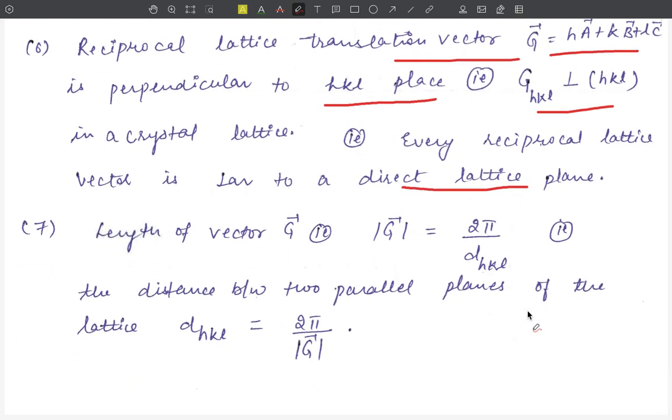The last property of the reciprocal lattice is the length of the vector G. This vector G has a magnitude equal to 2 pi upon d HKL. Here d HKL is the interplanar spacing between the HKL planes in the direct lattice. That is, from here we can find out that the distance between two parallel planes of HKL is equal to 2 pi upon the magnitude of capital G vector. This is all about the properties of the reciprocal lattice and the relation between the direct lattice vectors and the reciprocal lattice vectors.